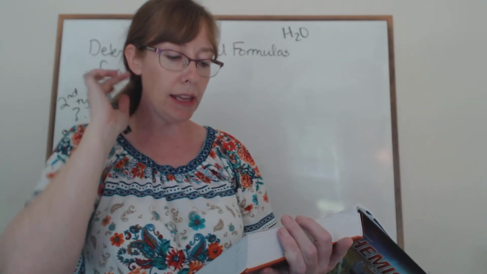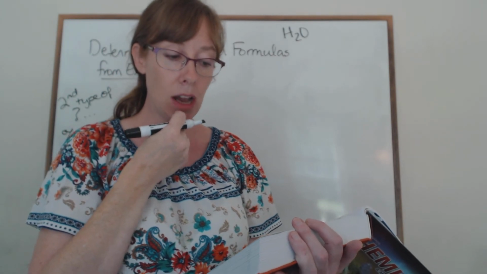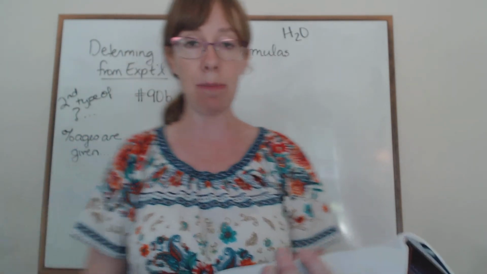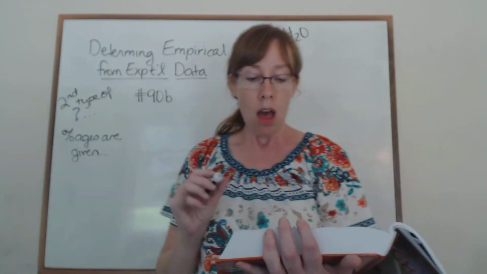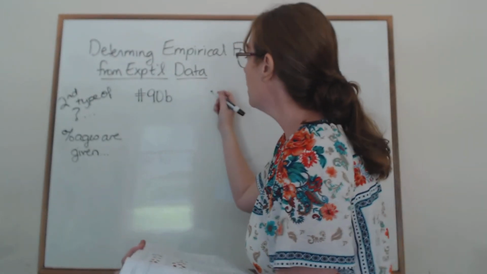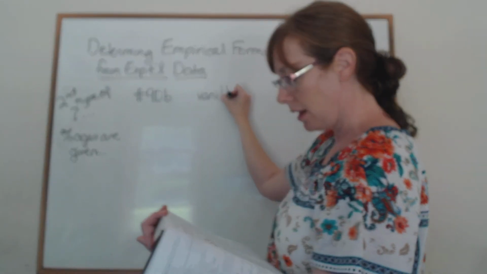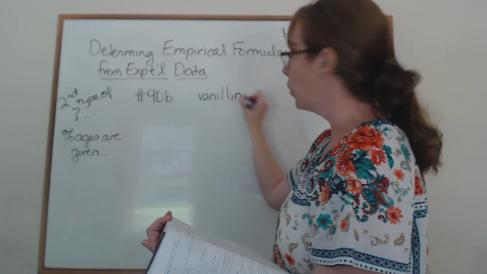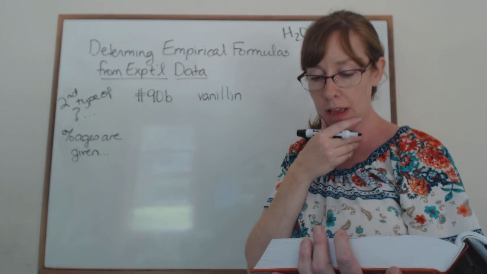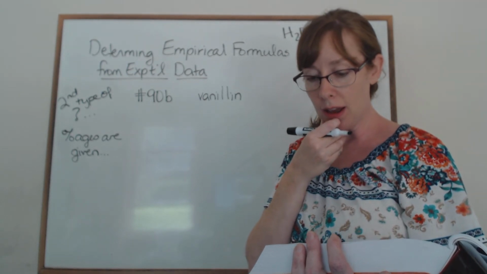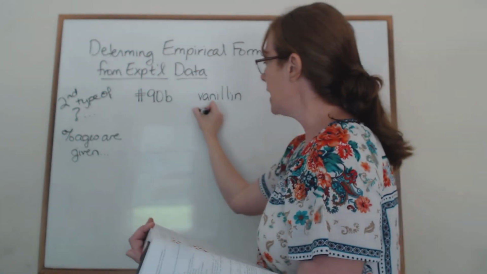So this one says calculate the empirical formula for each natural flavor based on its elemental mass percent composition. So really these are just mass percents like we calculated before. B wants us to kind of figure out vanillin. So this would be the chemical compound in vanilla. Cool. It's going to be an organic compound. All those good smelling compounds are always going to be organic compounds.